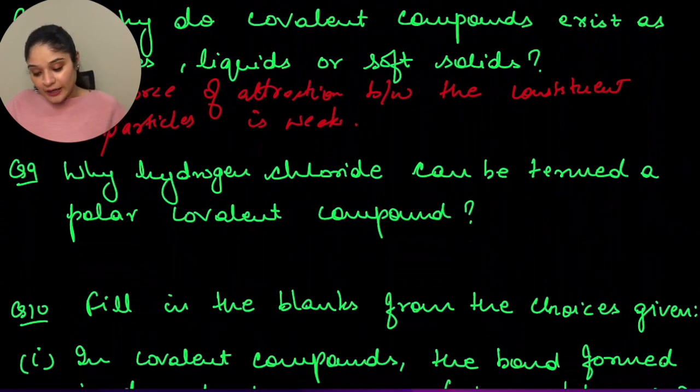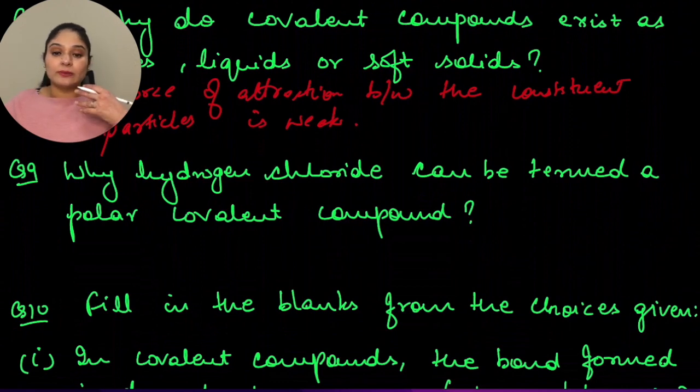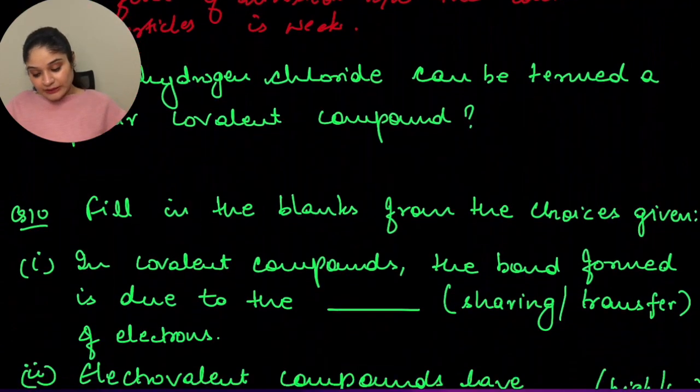The next question is why hydrogen fluoride can be termed a polar covalent compound. What do we mean by polar? In polar, one of the elements is highly electronegative and has a tendency to pull the shared pair towards itself, and such compounds are known as polar covalent compounds. Fluorine is highly electronegative, so it pulls the shared pair towards itself and attains a slightly negative charge, leaving hydrogen with a slight positive charge. Therefore this kind of bond is a polar covalent bond. Let's move to the next one.